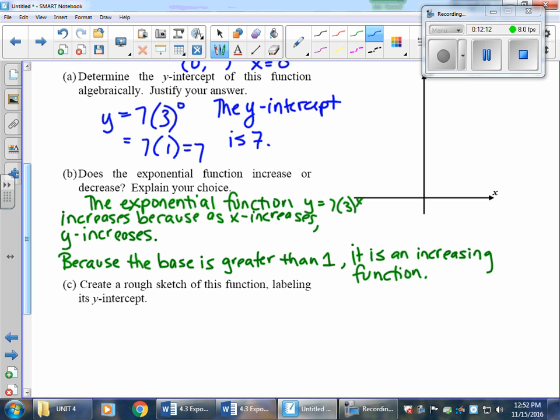So it says create a rough sketch. Well, I know that my y-intercept is at 7. And I know the basic look of my graph is going to look something like that. It's an increasing function. So sketch means it doesn't have to be exact. Just give an idea of what it would look like. When I looked at it in my head, that's what it looked like. Okay?